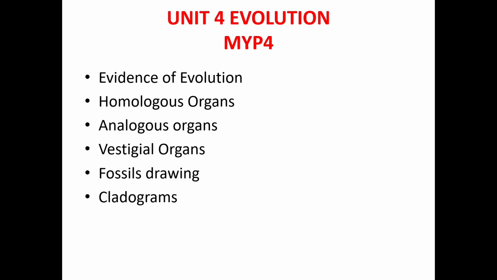Today in our class we are going to learn about Unit 4 Evolution, MYP 4. In this session we will learn about evidence of evolution, homologous organs, analogous organs, vestigial organs, fossil drawing and cladograms. We have already discussed the topic of evolution in our previous class. We saw and learned what evolution is and what the cause of evolution is. So in today's class, we will basically deal with evidences of evolution.